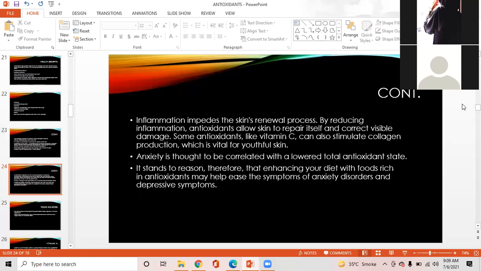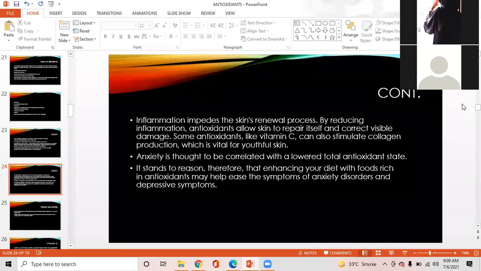Inflammation impedes the skin renewal process. By reducing inflammation, antioxidants allow skin to repair itself and correct visible damage. Some antioxidants like vitamin C can also stimulate collagen production, which is vital for youthful skin.